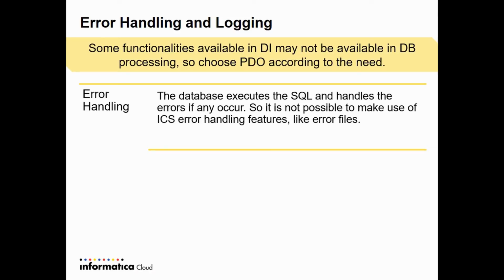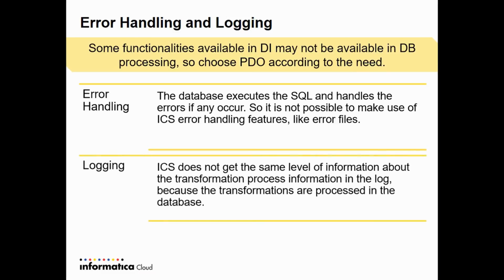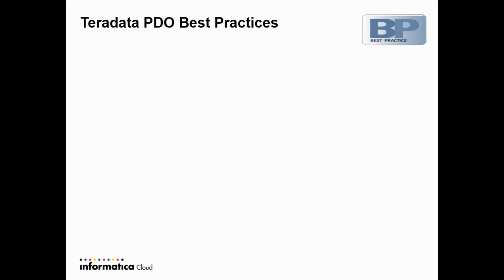If the database server fails, it rolls back transactions when it restarts. If the ICS fails, the database server rolls back the transaction. For logging, ICS does not get the same level of information about the transformation process in the log because the transformations are processed in the database. A direct collaboration of Informatica and Teradata resulted in the creation of the PDO.